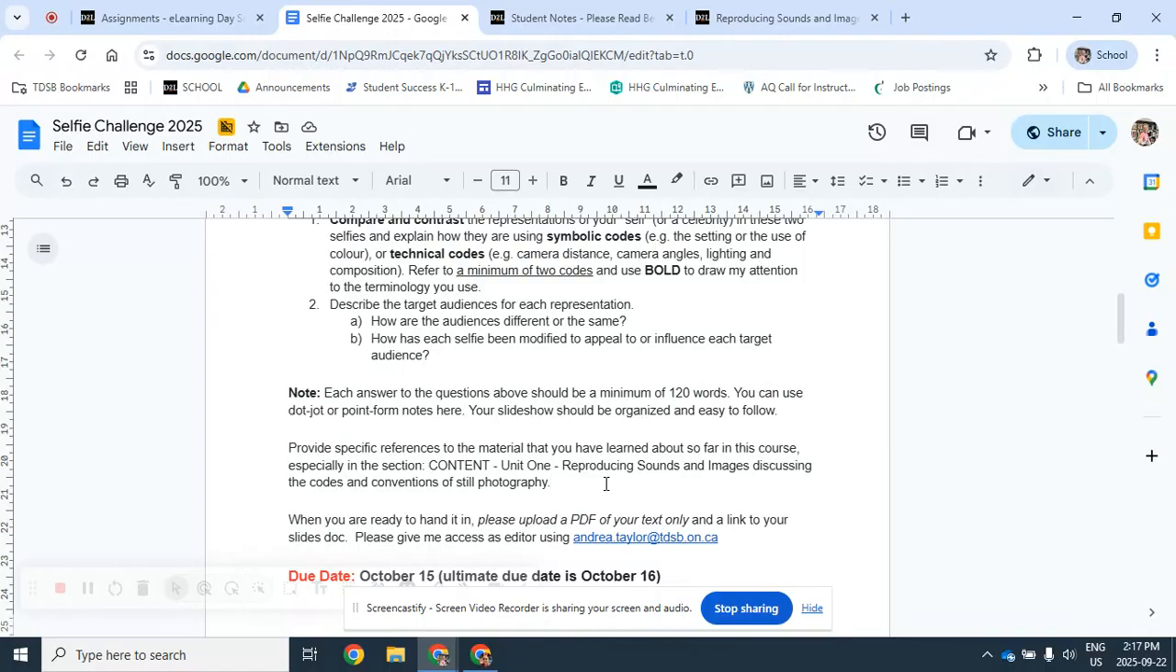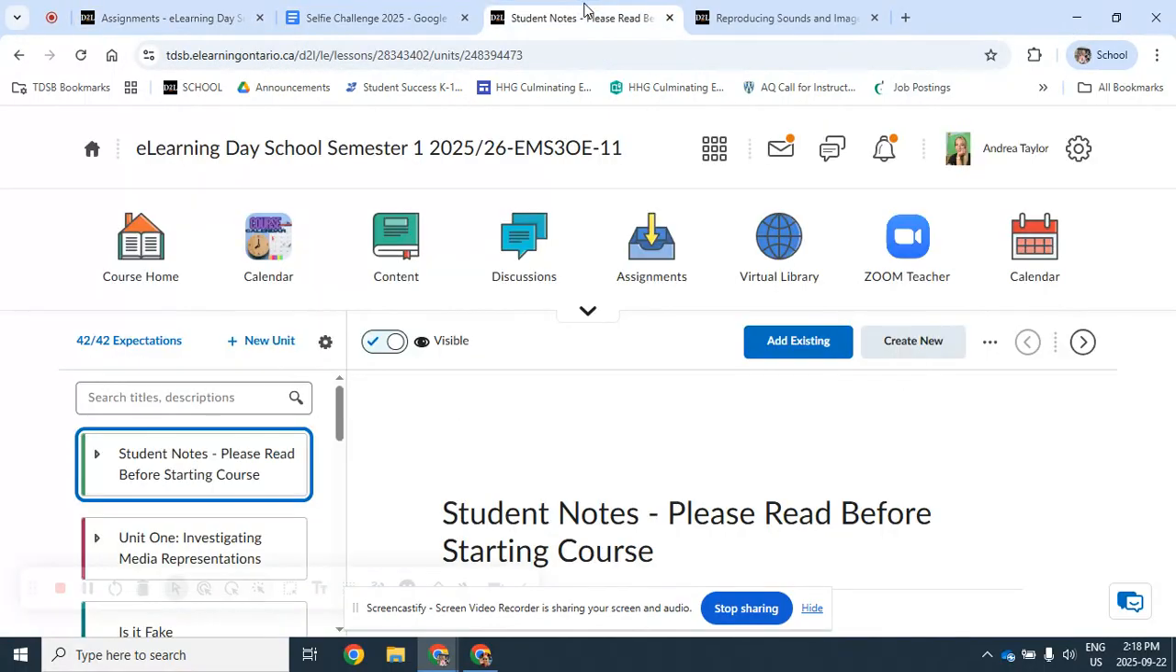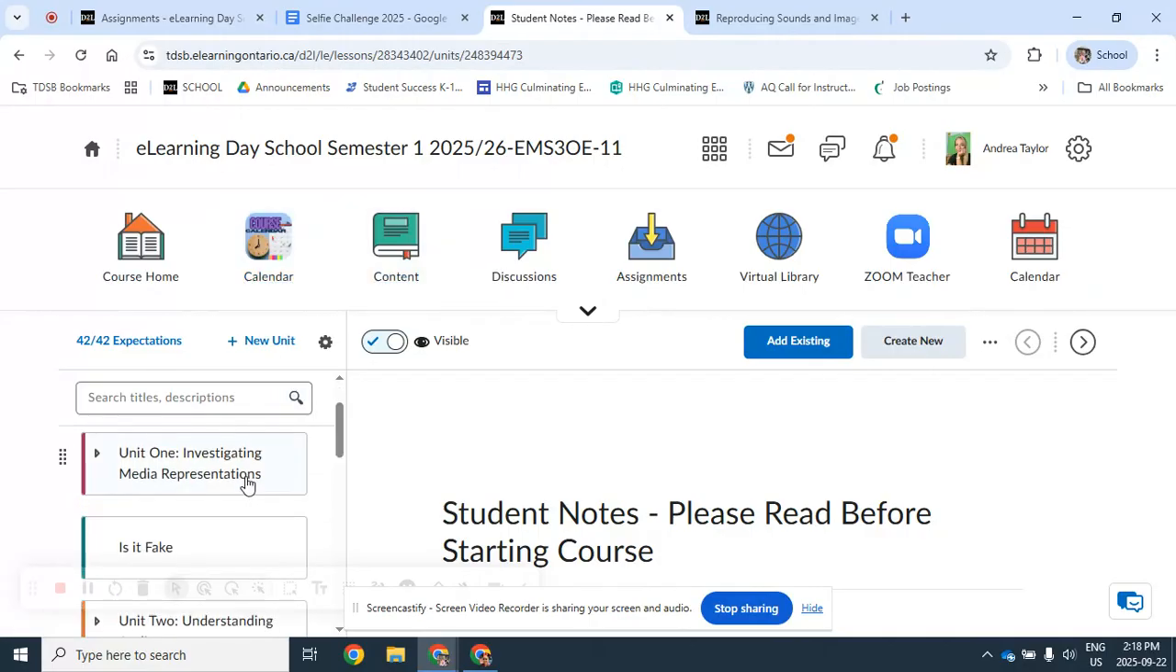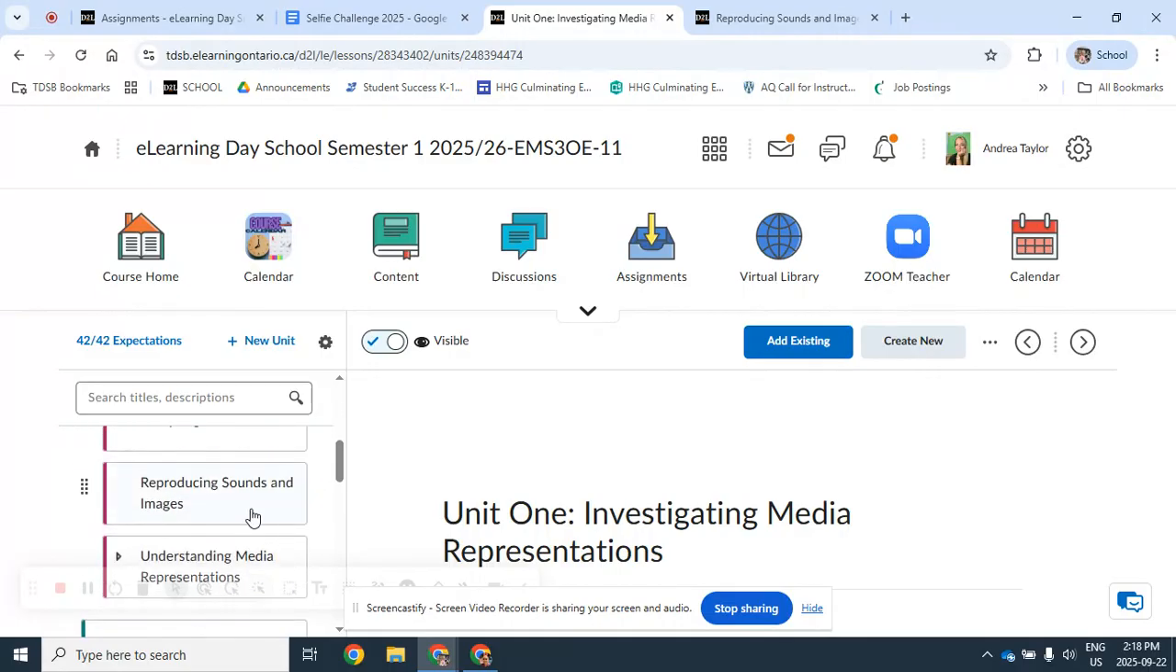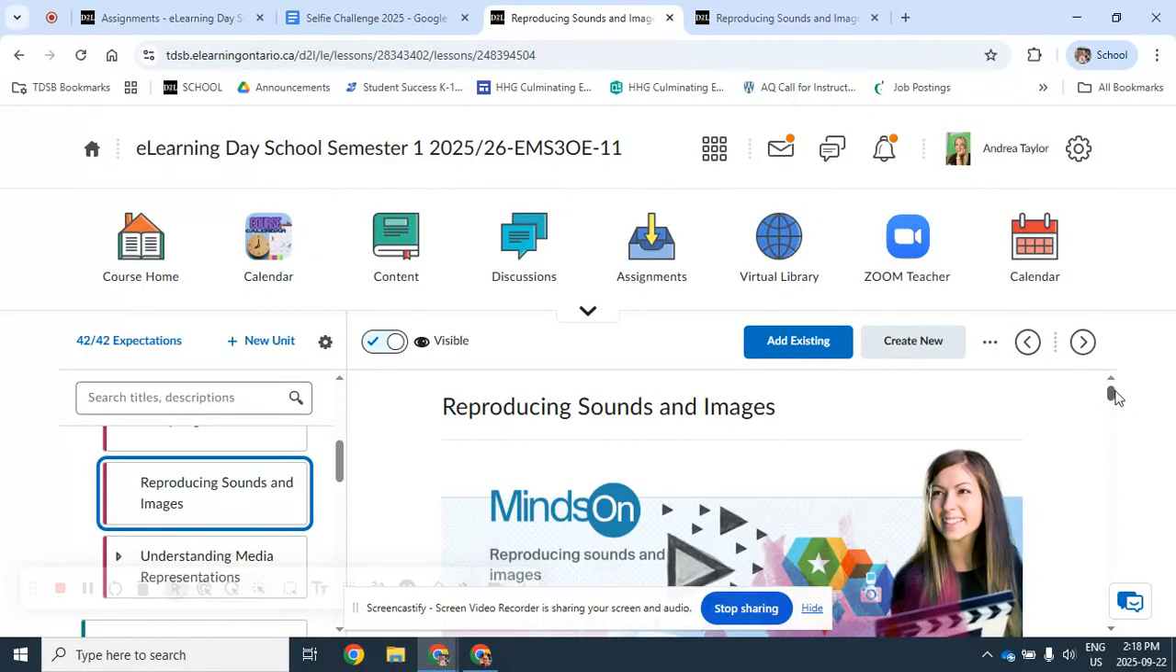Specifically, you are going to reference something from Content Unit 1, Reproducing Sounds and Images, and you're going to be discussing the codes and conventions of still photography. So I'm just going to show you right here. If you click on Content, and then you scroll down to Unit 1, open that up, and then when you see this one, Reproducing Sounds and Images, that's what you're referring to.